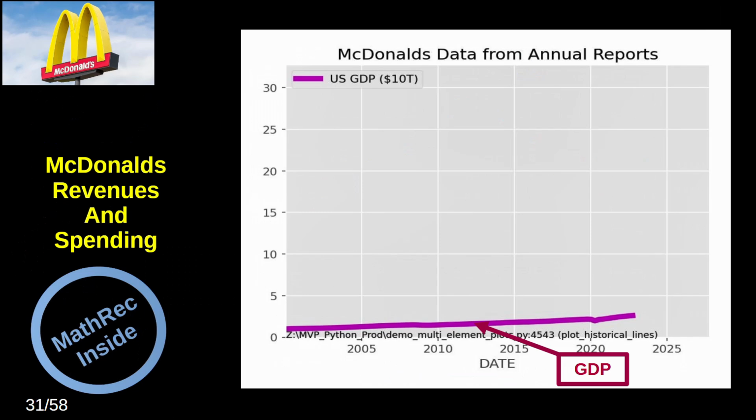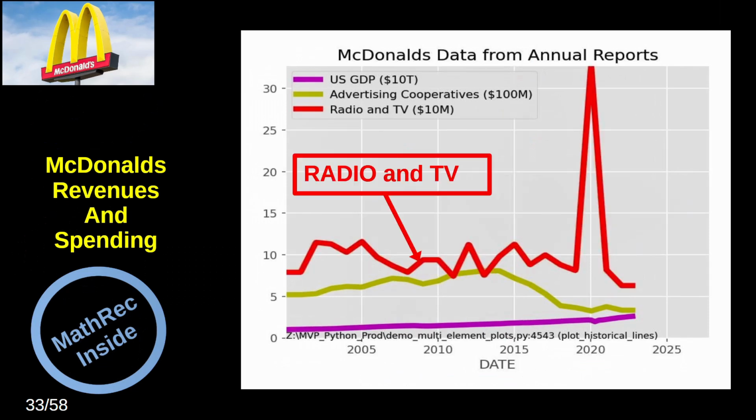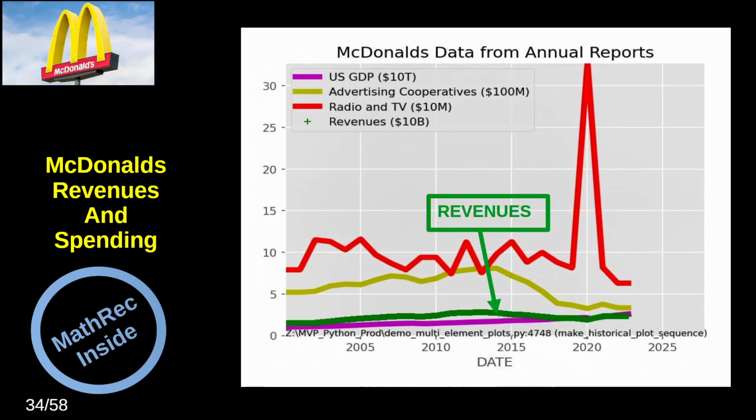This is the data from the annual reports and the U.S. Federal Reserve. The magenta line, the funny purple color, is the U.S. gross domestic product, or GDP, representing the overall state of the economy. The off-yellow line is the spending on the ad cooperatives from the annual reports. The red line is spending on radio and television advertising, which you have probably seen. The green plus signs are the sales data, the quarterly revenues from the annual reports.